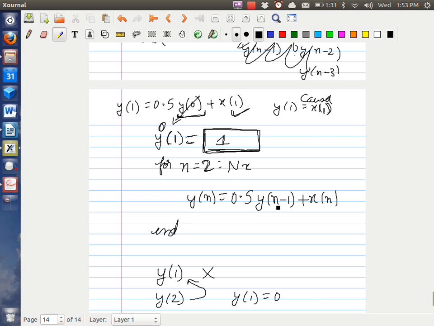2. Had there been another term like minus 0.4 y of n minus 2, you'd make your loop start at 3 instead, and you pre-compute y of 1 and y of 2 outside, something like that.